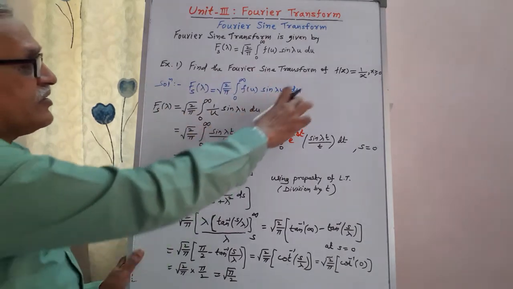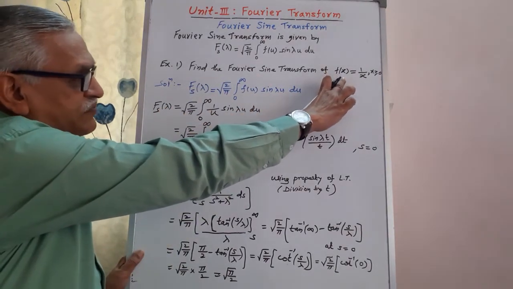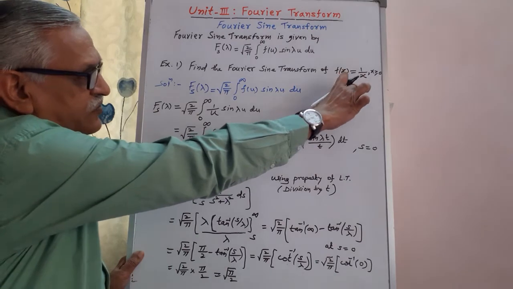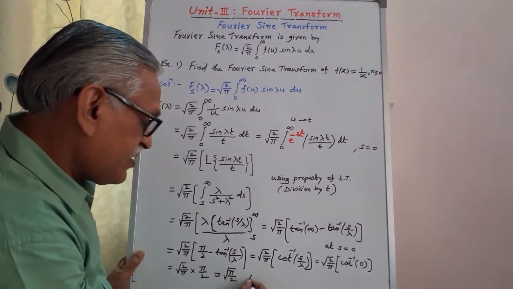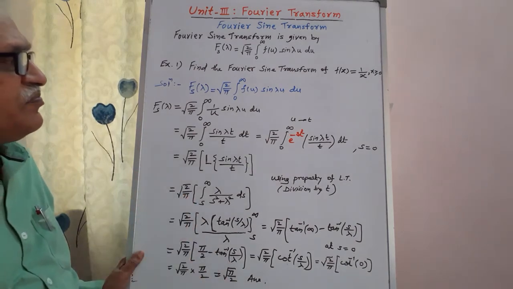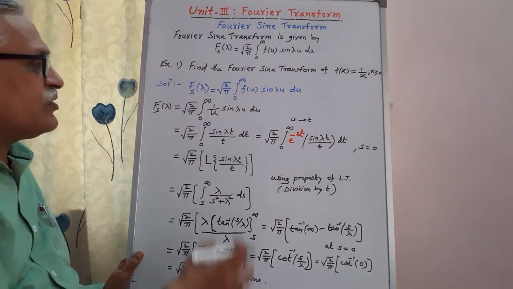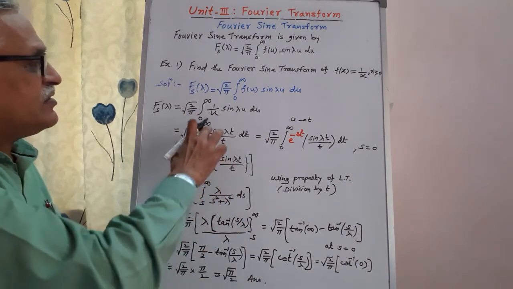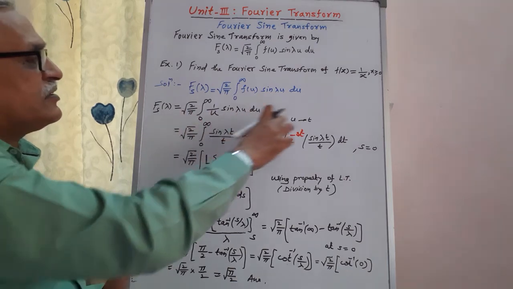So the sine transform of the given function f(x) equals 1 by x is root of pi by 2, which is the required answer. This example is important from the exam point of view. Therefore, once again I will repeat the steps.